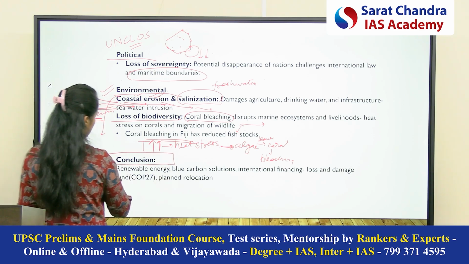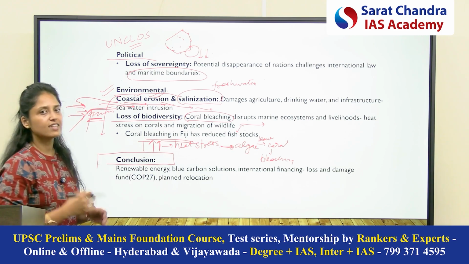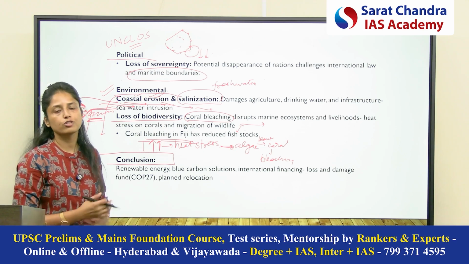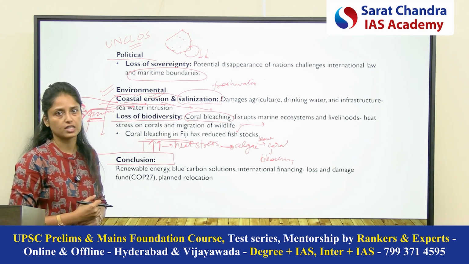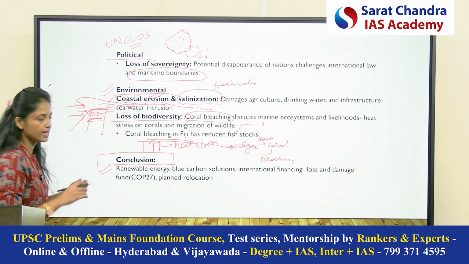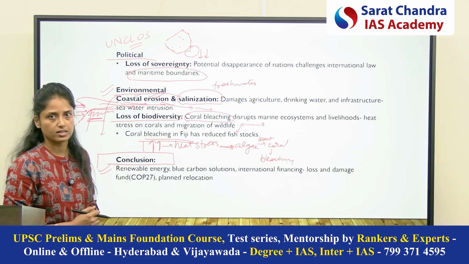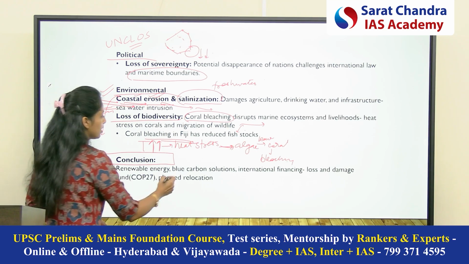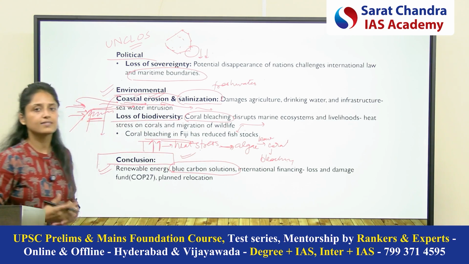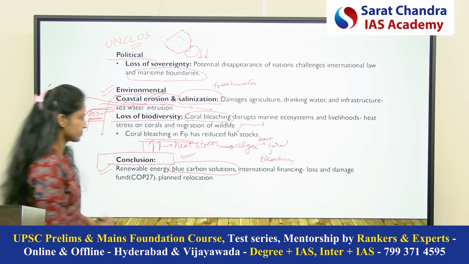Now, coming to the conclusion. So, see, conclusion can be very simple because you have discussed all the challenges. So, simply in the conclusion, you can write the solutions of all those challenges. So, first solution for the climate change, easily you can say, the increase in the use of renewable energy. Okay, you have to plant more mangroves. You have to increase the blue carbon sequestration.